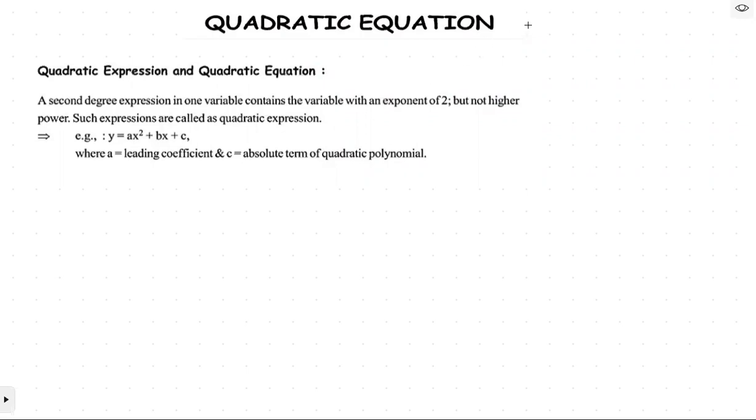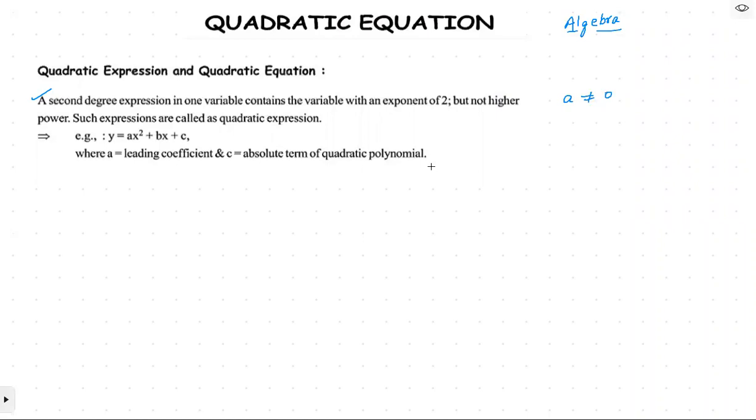So today we'll start the topic of quadratic equations, which will be part of our algebra series. We'll first of all begin with the topic of quadratic equations. As you can see here, a second degree expression in one variable contains the variable with an exponent of 2. There should be an exponent of 2, right? So the expression that you are able to see here, ax squared plus bx plus c, here a should not be equal to 0.